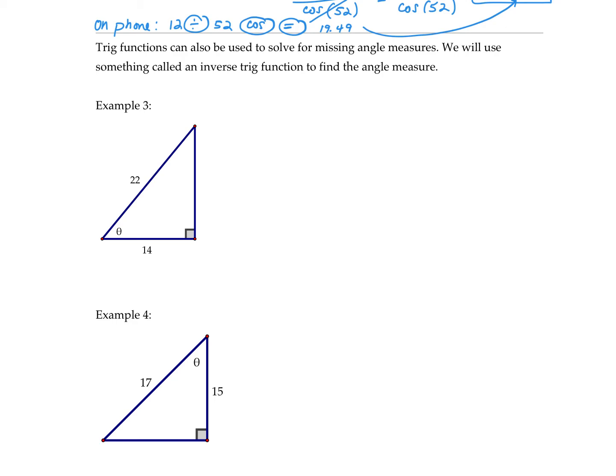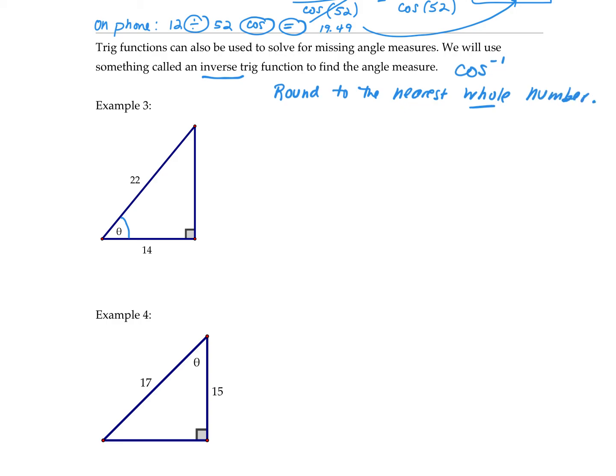Okay, finally, in our last two examples, we're going to use cosine to solve for a missing angle measure. We're going to be using the inverse trig function, which sometimes students just call cosine -1, to help us find the angle measure. And we're going to round to the nearest whole number. Round to the nearest whole degree.